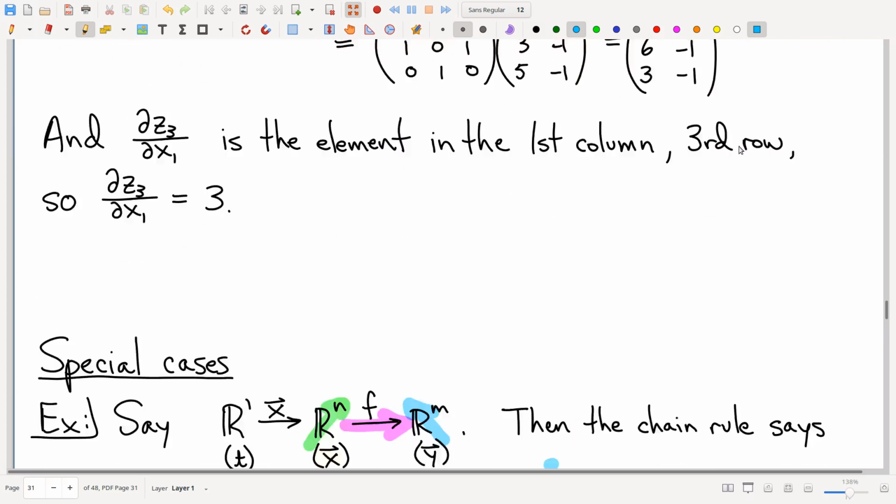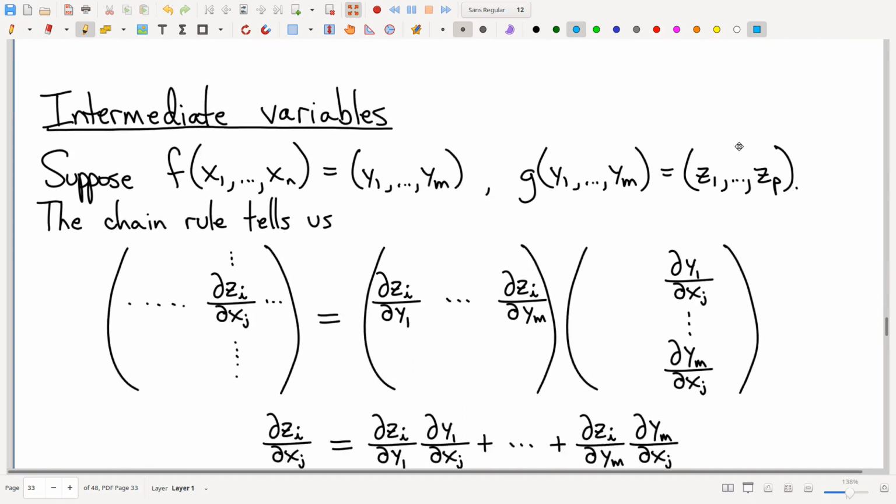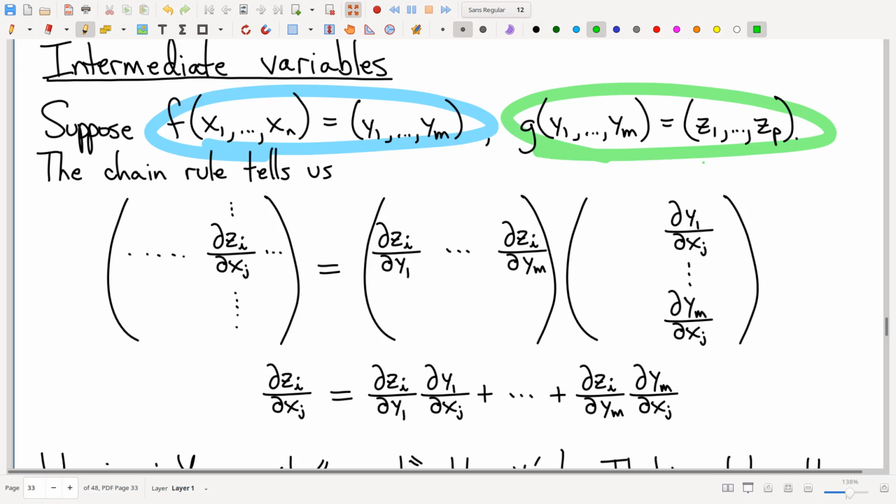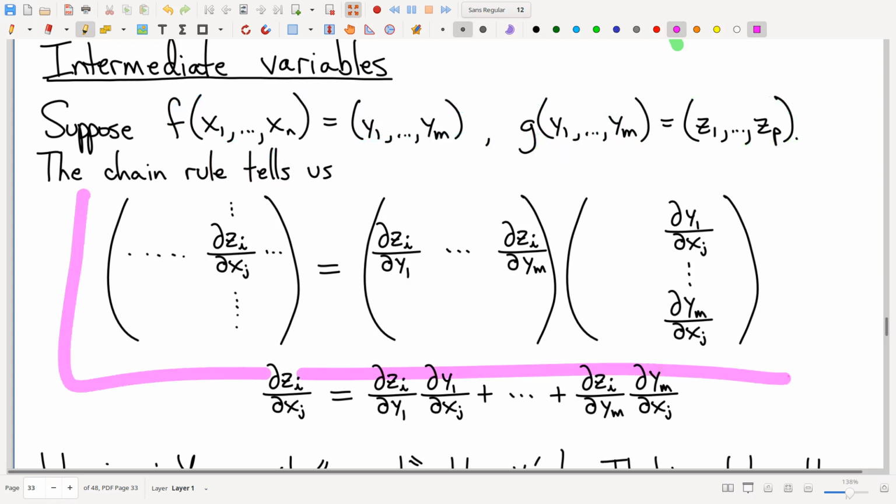Okay, now all of that said, here's a different point of view, which has its moments. This is useful sometimes. Suppose I have a composition of functions. Here's a first function, here's my second function. The output from F is the input to G, so I can talk about composing them. With all of this set up, I can write down the chain rule, and the chain rule looks like this.